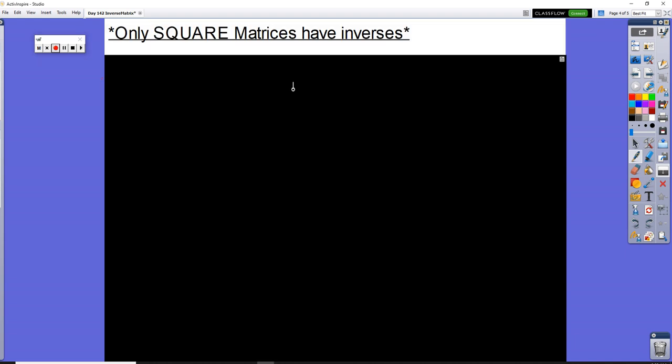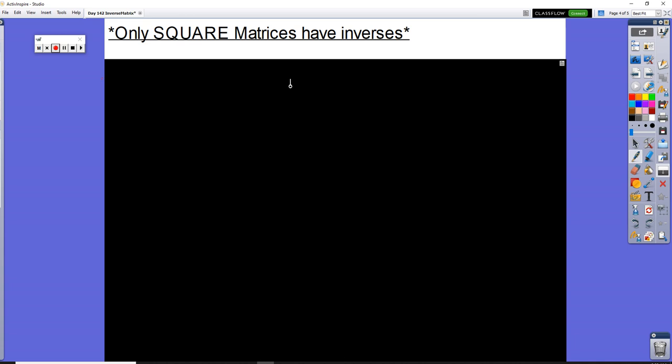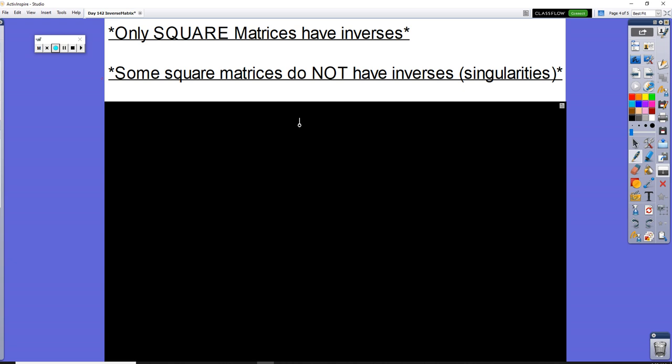So a couple quick things on this. Number one, only square matrices have inverses. So if somebody asks you to find the inverse of a matrix and its number of rows and columns do not match, don't even bother doing any work at all. You would just say that there is no inverse for this. There are even some square matrices that do not have inverses. We call those square matrices that do not have inverses singularities.